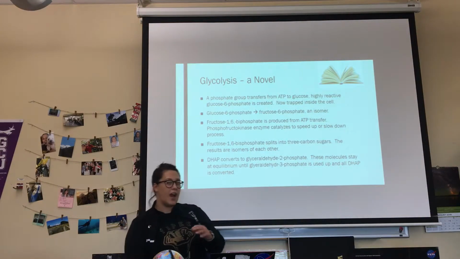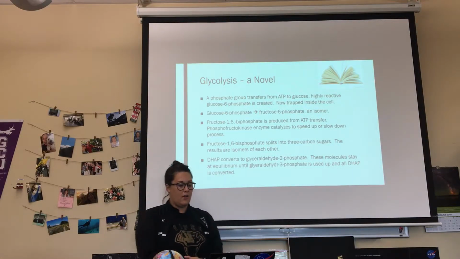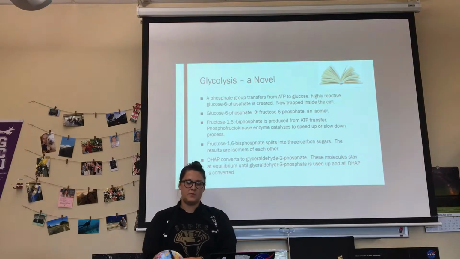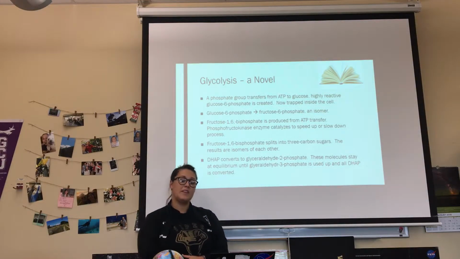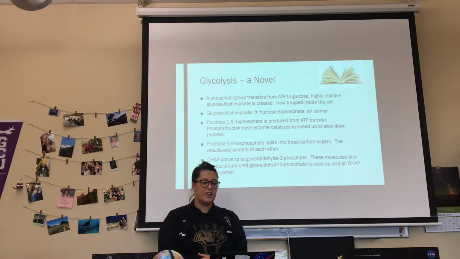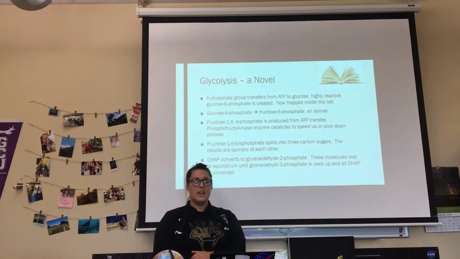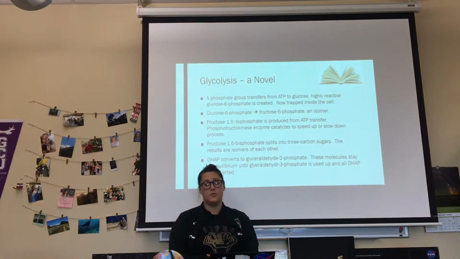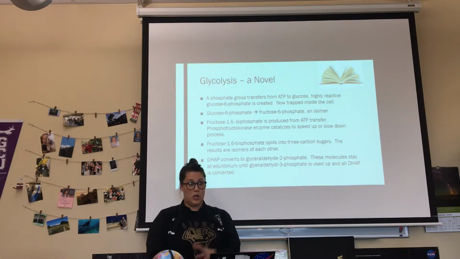So to go through it quickly without focusing too much on it, since we're not focusing on glycolysis as the main topic of this presentation: what happens first is a phosphate group transfers from ATP to glucose. It's very highly reactive, so glucose 6-phosphate is created when this occurs, and now it's trapped inside the cell because it's too large. When it's too big, it can't escape the cytoplasm through the plasma membrane anymore. It is trapped.